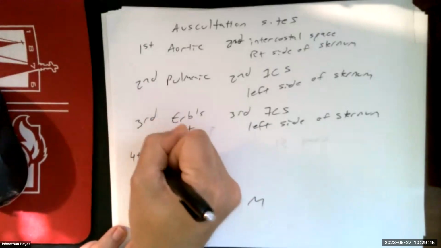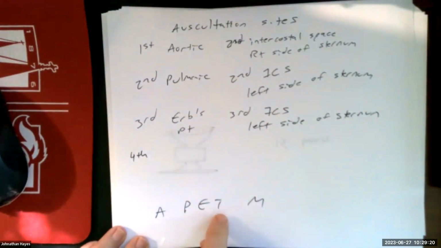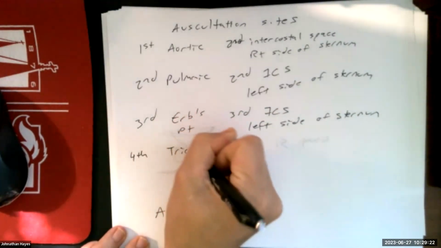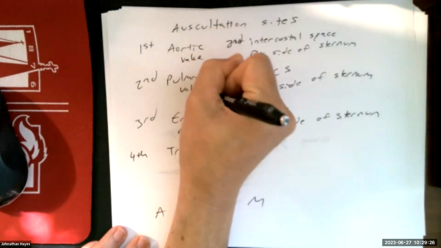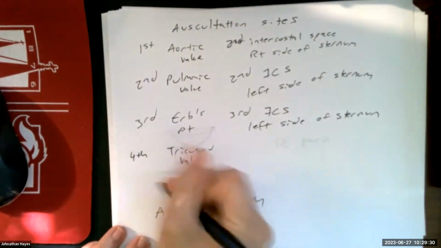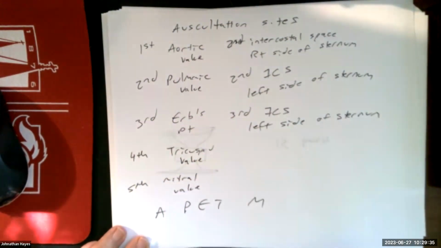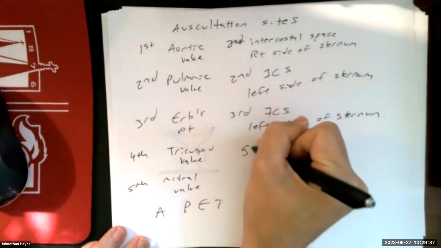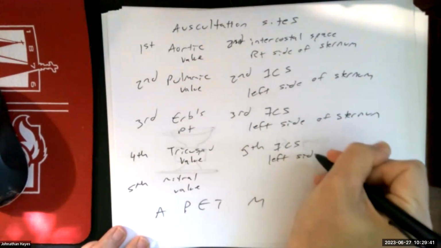So my fourth auscultation site is going to be the tricuspid valve, right? And all these are valves. So aortic valve is what I'm listening to, pulmonic valve, Erb's point's not a valve, but it's between valves, tricuspid valve, and then eventually your mitral valve is what I'm listening to. Tricuspid, fifth intercostal space, left side of sternum.